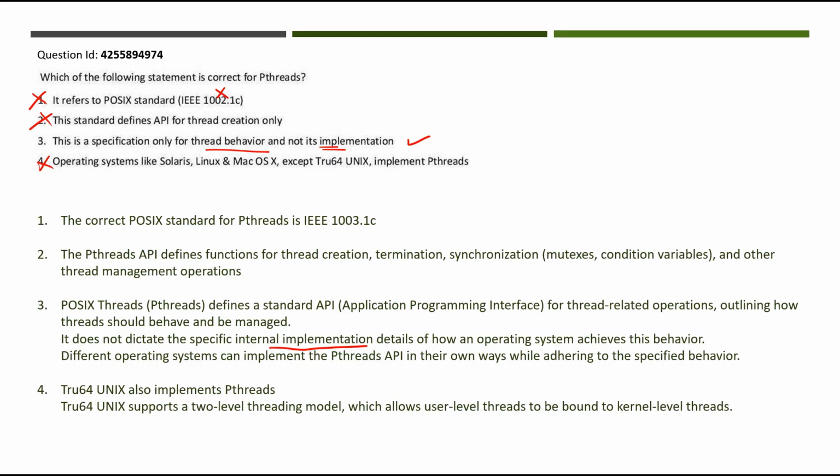Actually, Solaris, Linux, Mac OS implement Pthreads. They have told this particular True64 Unix as exception, but there is no proof that they have not implemented Pthreads. So it will also implement Pthreads is the statement that we can infer from that. Option number 3 will be the right answer.